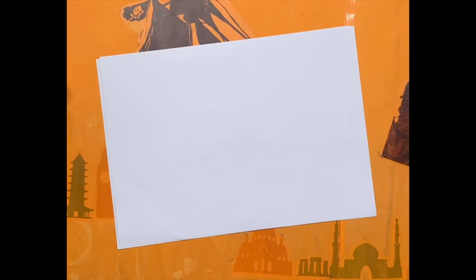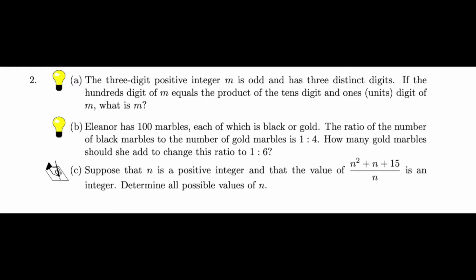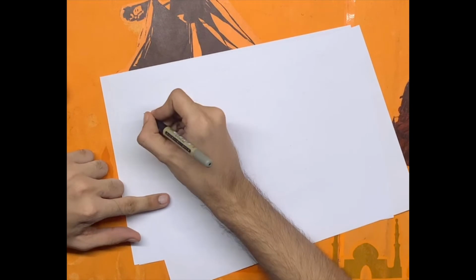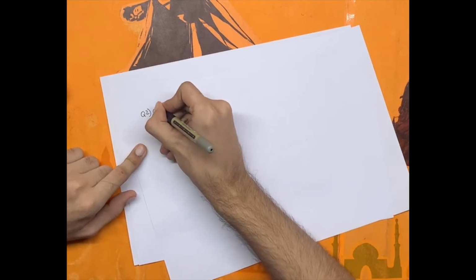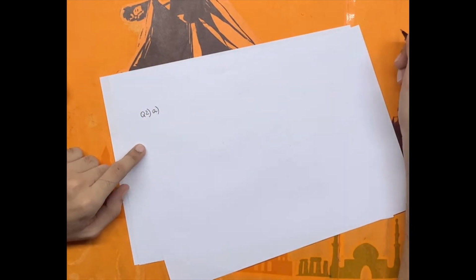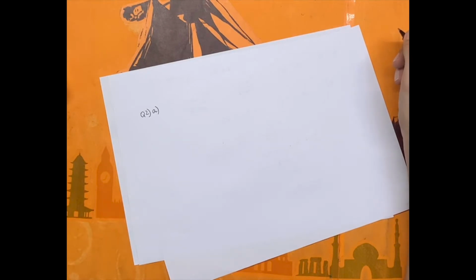Hey guys, I'm going to be solving question number 2 of Euclid 2020. So let's start with question 2 part A. Question 2 part A says that there is a 3-digit positive integer m.